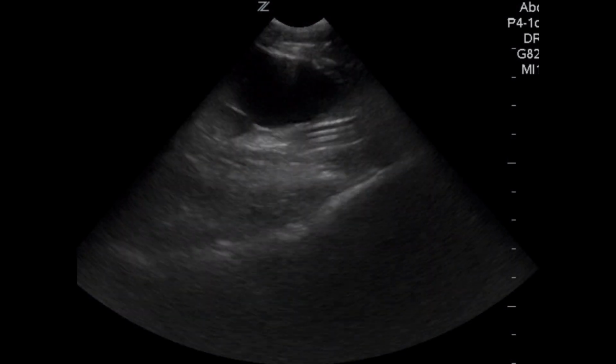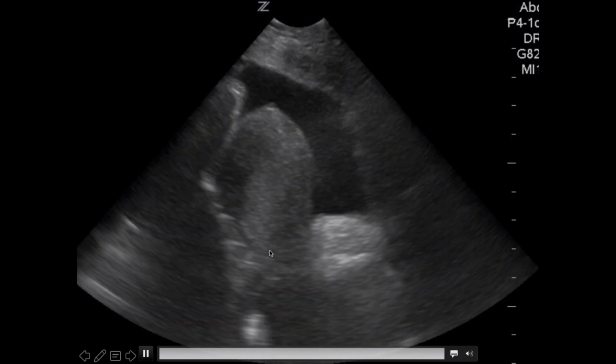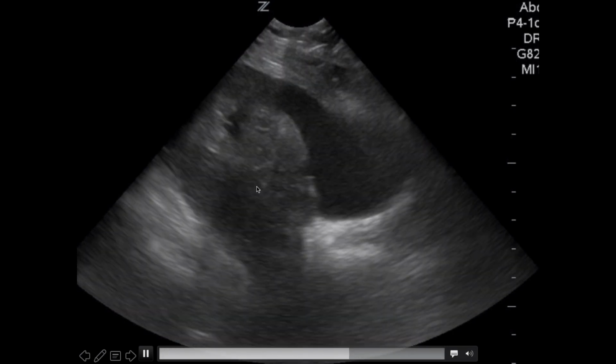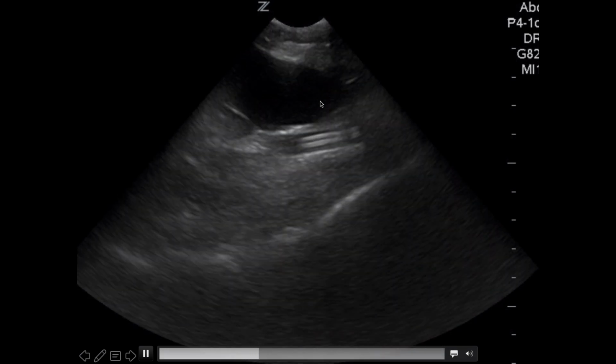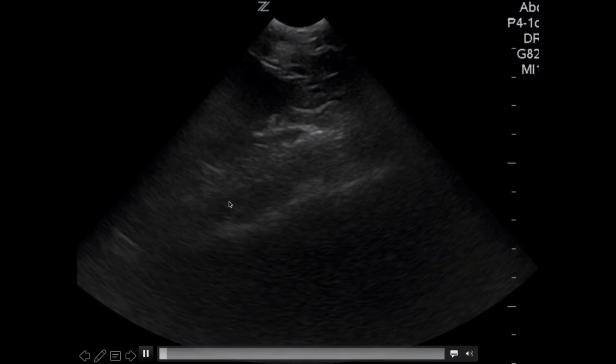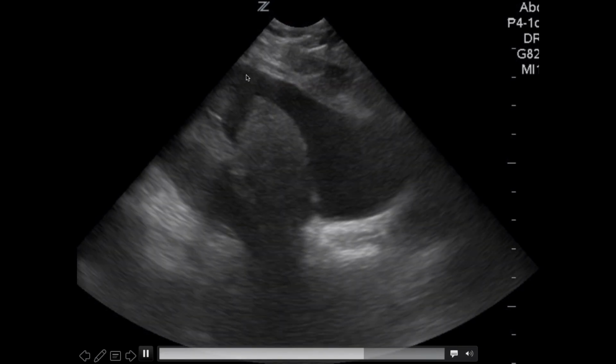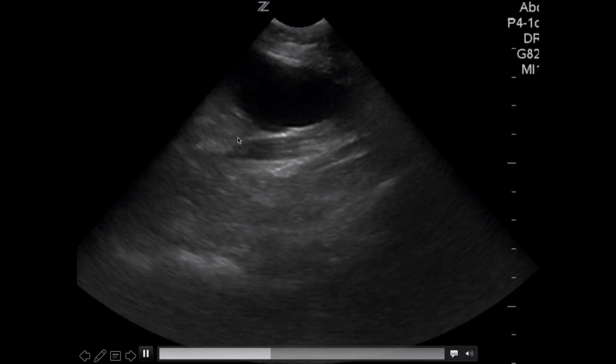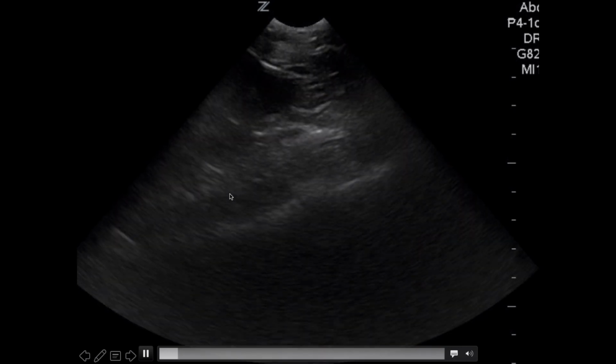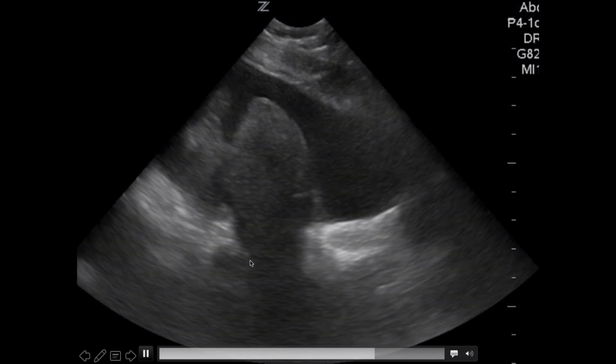This is the pelvic view, sagittal. Here's the uterus of the patient. It kind of comes into view in the middle. Bladder you see initially here, and then you see what looks like a fluid collection, anterior, superior, posterior to the uterus.